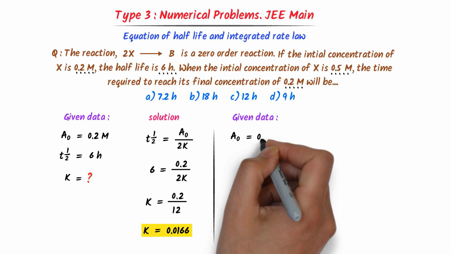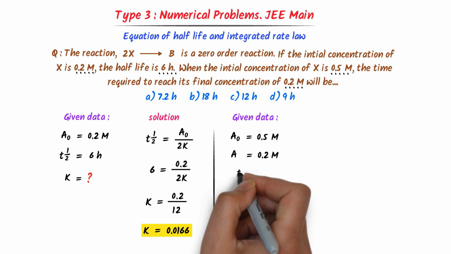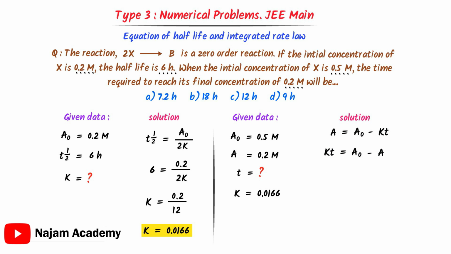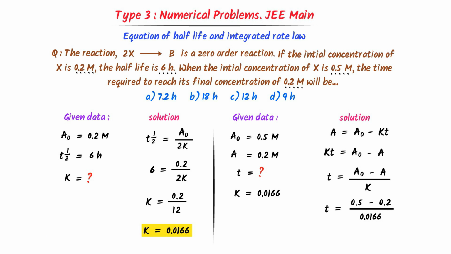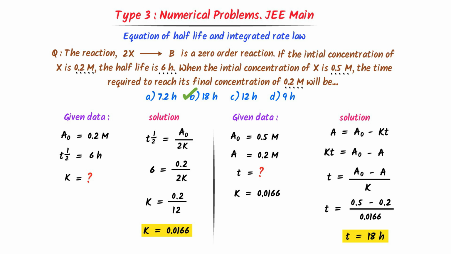I write A naught is equal to 0.5 M. The final concentration or A is equal to 0.2 M. The time t is unknown. We have already calculated that K is equal to 0.0166. Now according to integrated rate law, A is equal to A naught minus Kt, or t is equal to (A naught minus A) upon K. I plug in all these values in this equation. After calculation, I get t is equal to 18 hours. So the time is 18 hours. Thus B is the correct option. Therefore, using this method, we can crack any numerical problem of zero order reaction.